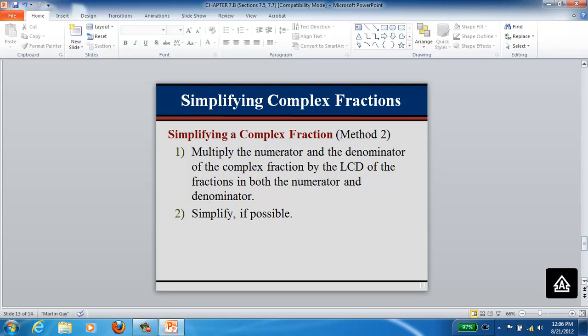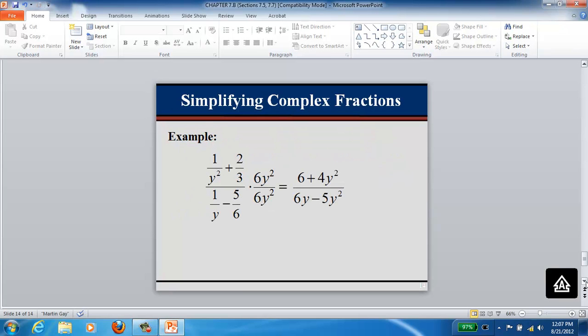Simplifying complex fractions using method 2. Step 1, multiply the numerator and the denominator of the complex fraction by the least common denominator of the fractions in both the numerator and the denominator. And step 2, simplify if possible.